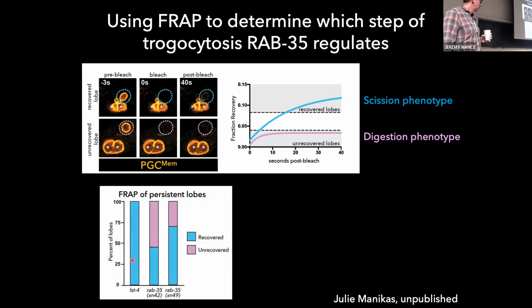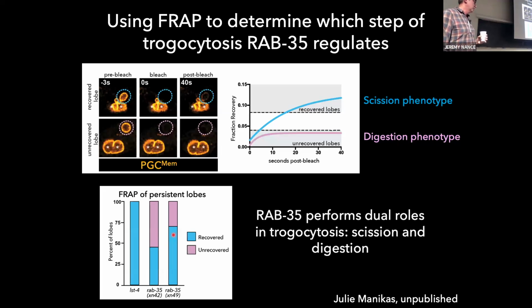And so this is the sorting nexin mutant I already mentioned to you that is in this scission complex, and we already knew that it was required for scission, and she used that as a positive control. And you can see that in all cases, she got recovery of the photobleached lobes because they're connected to the cell body. But interestingly, in the RAB35 persistent lobe, she saw two different phenotypes. Some were recovered and some were not recovered. And this was a surprise to us, and it told us that it's performing dual roles in trogocytosis. It's involved in scission. It's also involved in digestion.